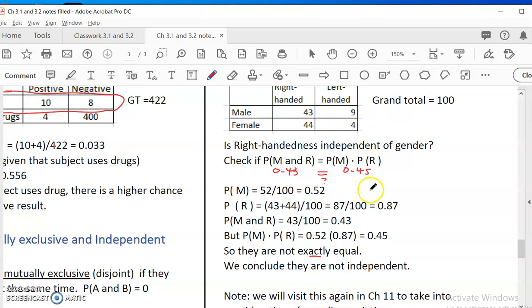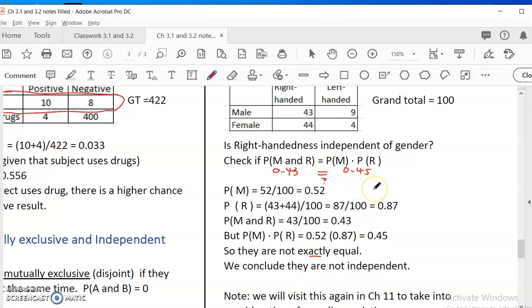So if you look at this, you can just check it really easily. Check the probability of M and R. Is it equal to the probability of M times the probability of R? If they're equal, then they don't affect each other. They're independent. If they are different, that means they do affect each other. They are not independent.